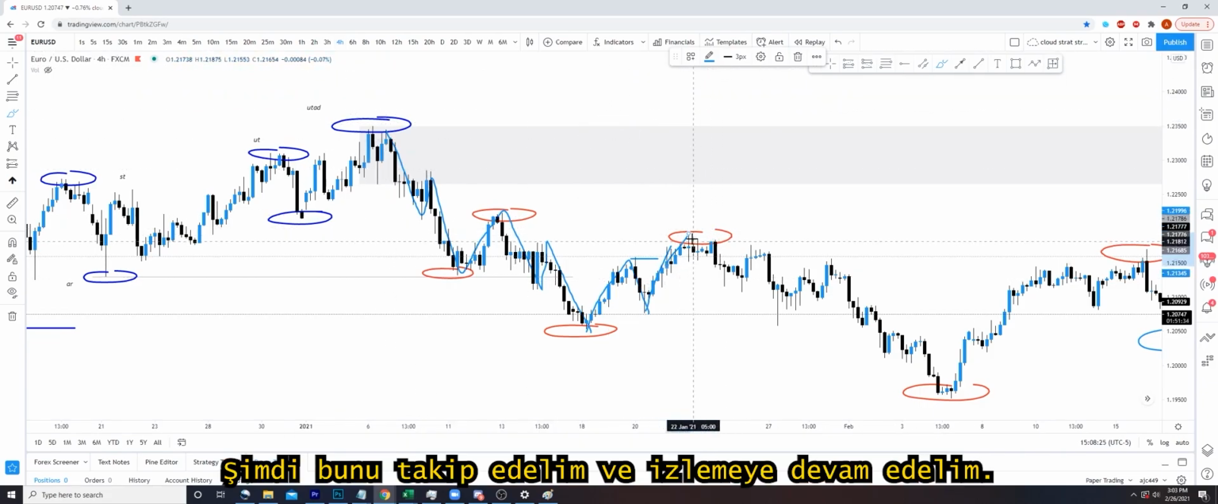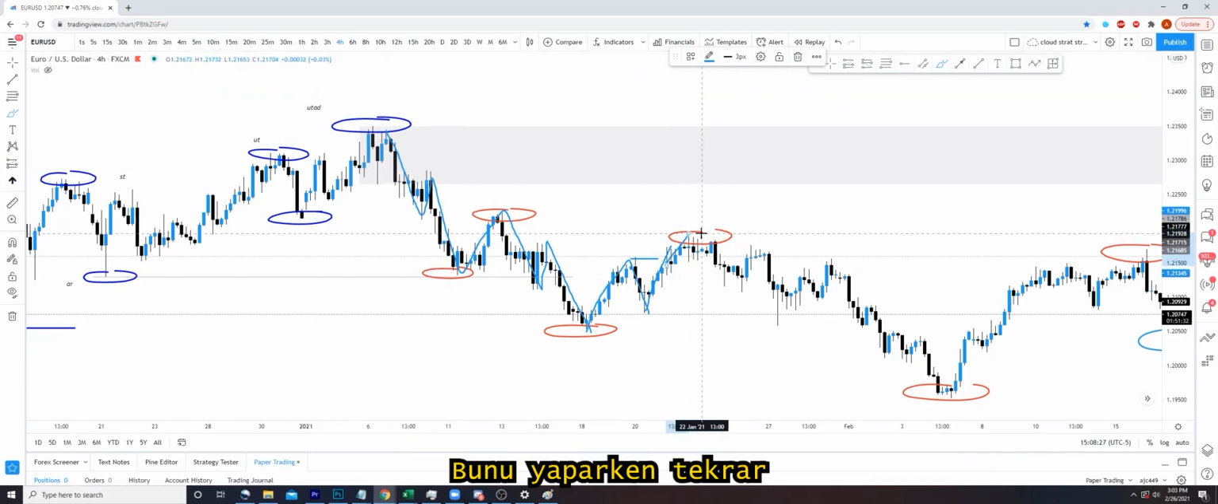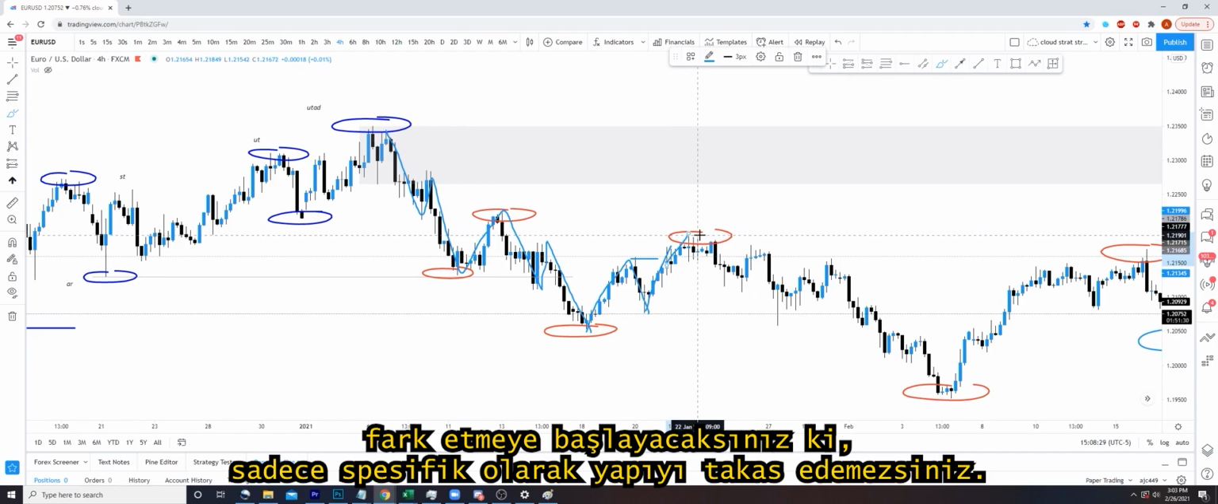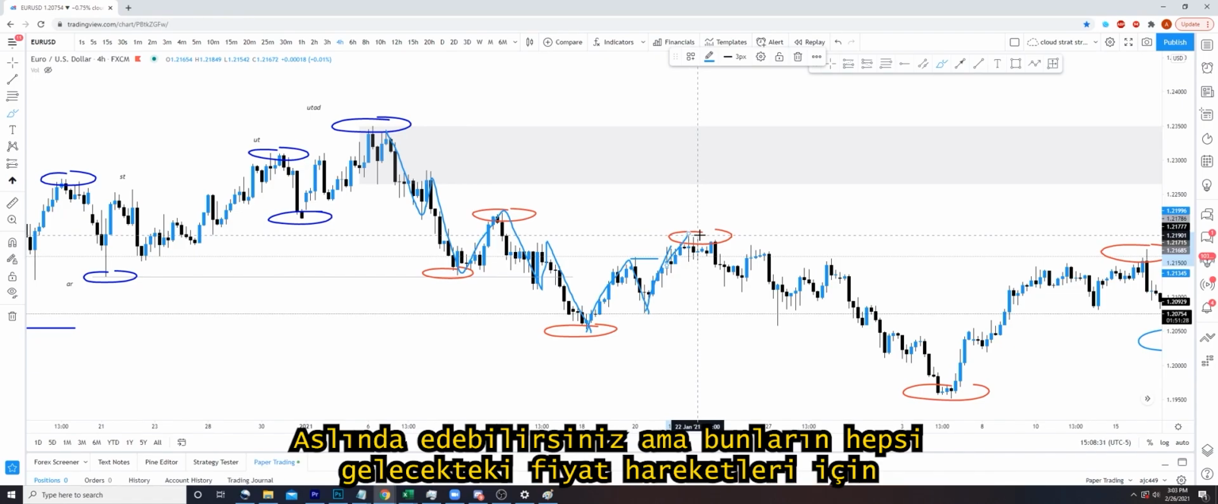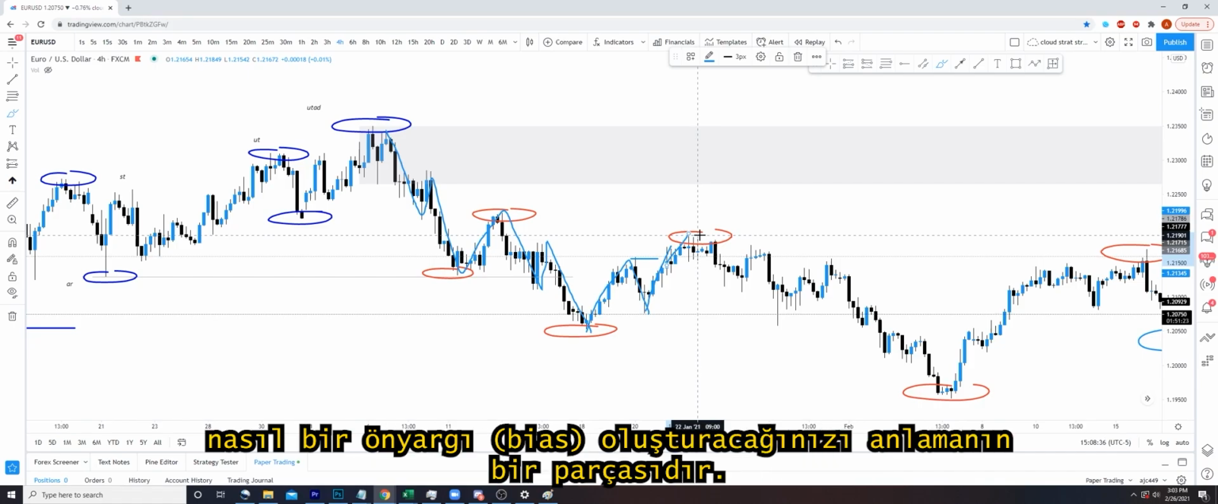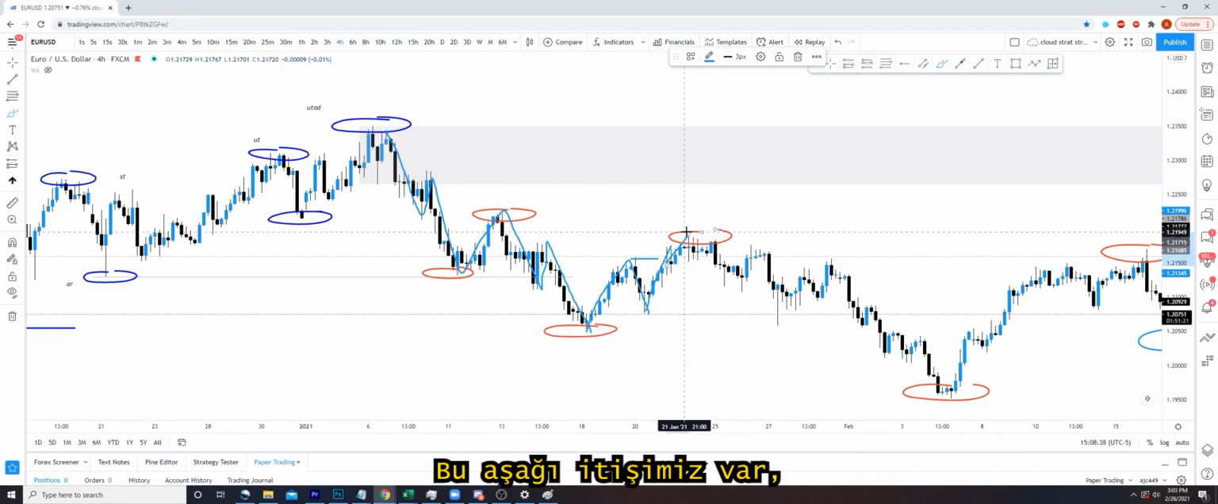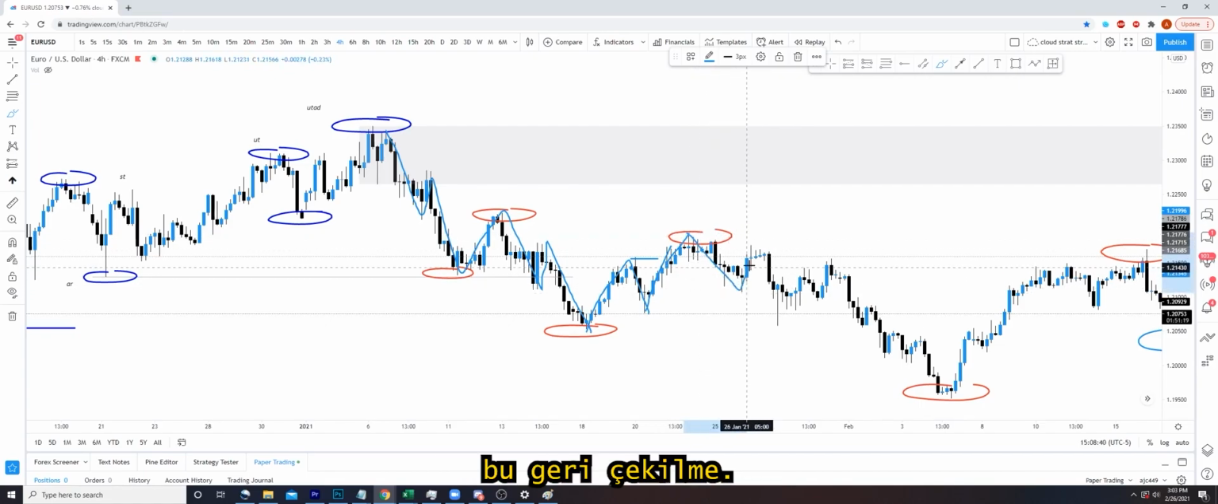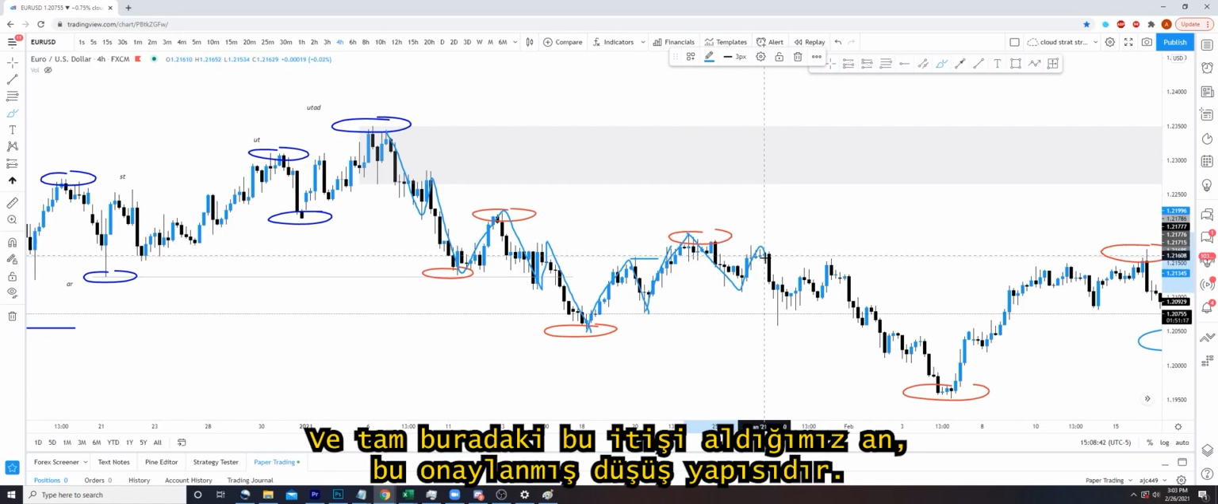Now, let's follow this along and continue following it. So again, as we're doing this, you'll start to notice that you can't just specifically trade structure. Well, you could, but this is all part of understanding how to form a bias for future price action. So we have this push down, this retracement, we count this. And the second we get this push right here, this is confirmed bearish structure.